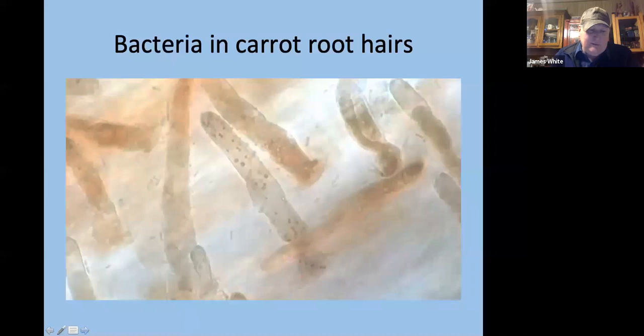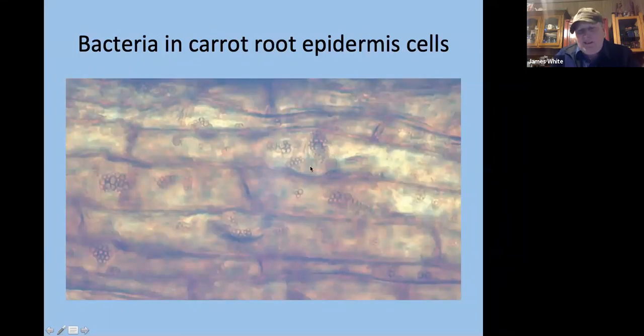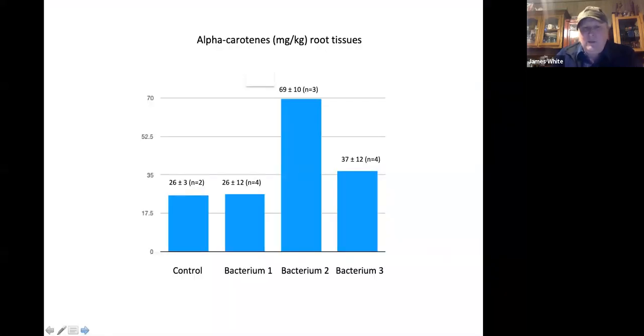And so we know the rhizophagy cycle, the same thing happens here that happens in all other plants. This is actually the bacteria in the root epidermal cells. You can see they're in clusters, all these brown clusters of things. Those are all the bacteria. This is stained with that DAB stain that we use. And this shows the alpha keratines.